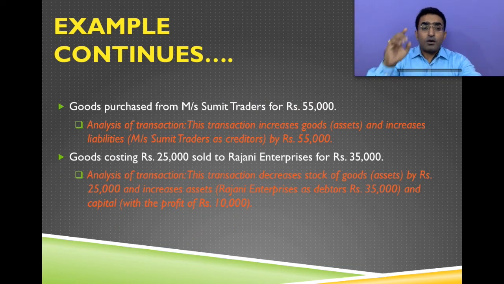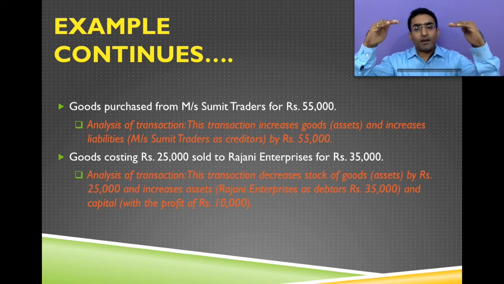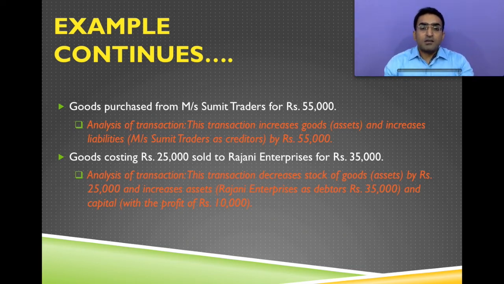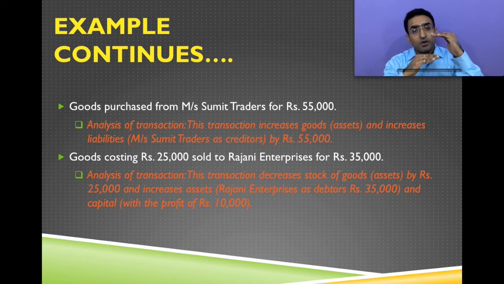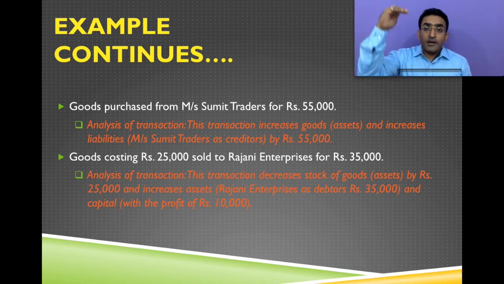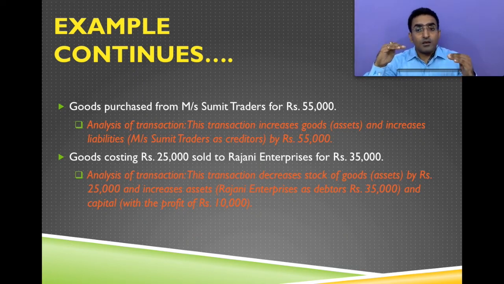Good. Now you purchase goods from Sumit. What happened? Goods are increasing. Simultaneously, your liabilities are increasing. Then goods of rupees 25,000 sold to Rajani Enterprises for 35,000. There's a 10,000 rupees profit. What is happening? Goods reduced by 25,000. Rajani Enterprises, debtors, increased by 35,000. And the margin, 10,000 rupees. What happened to that? Yes, that is your profit. It will increase your capital.